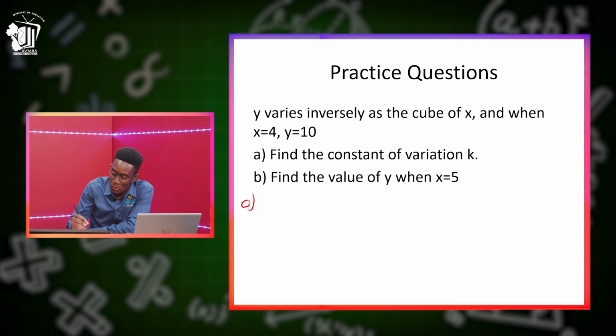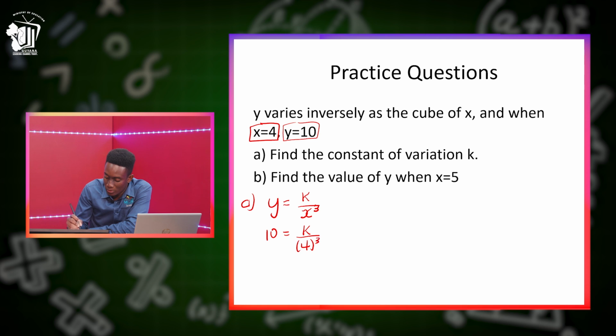So this question says, y varies inversely, so we know it's k over the cube of x. So we see x has to be cubed, so x raised to the third power. To find k, we put in the values that they give us, which is x equal to 4 and y equal to 10. So 10 is equal to k over x raised to the third power, which is 4 raised to the third power.